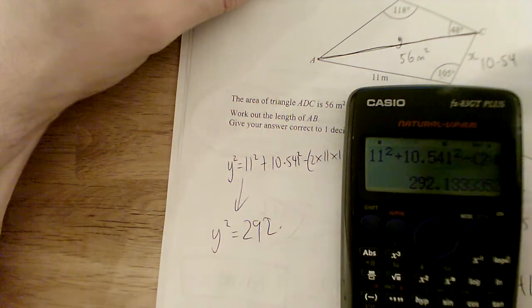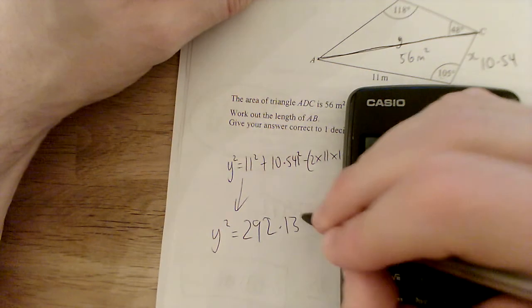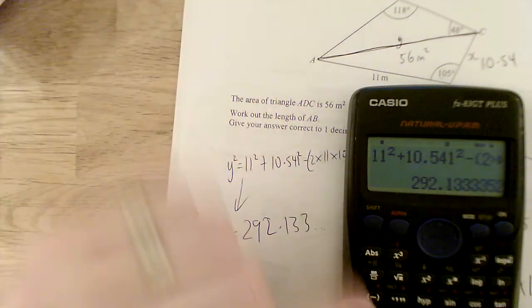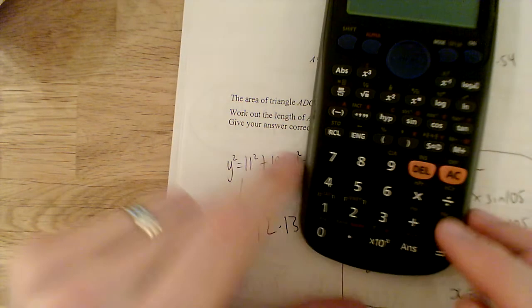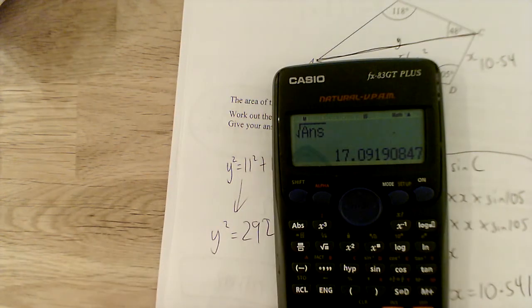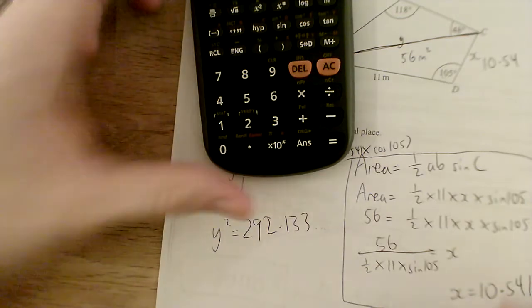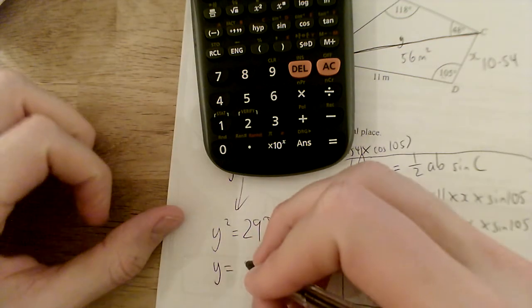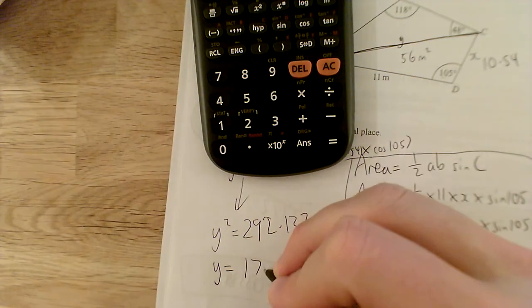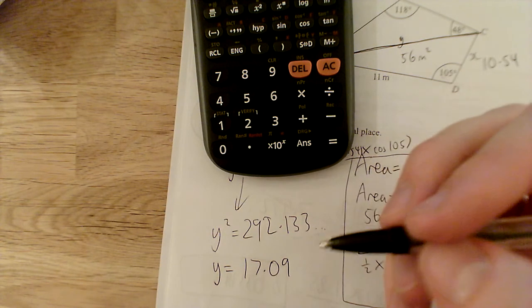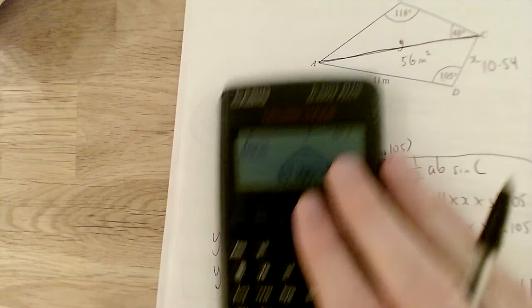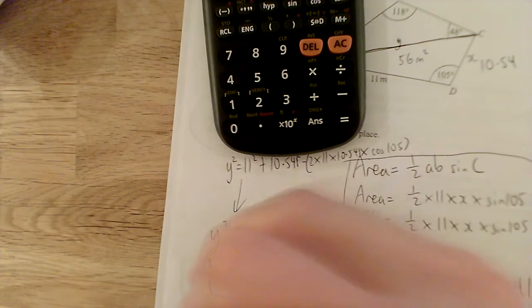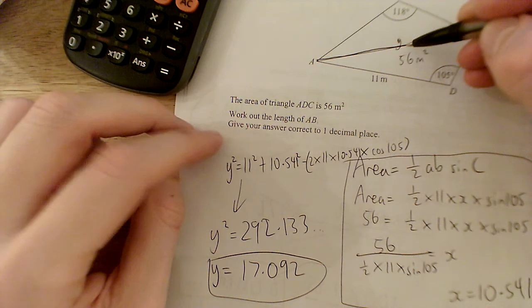To avoid having to put it back in my calculator and do any rounding here, if I leave that in as the answer and just press square root answer and then hit equals, that gives me a y value, or that length, as 17.09. Or 17.092 if I do one more figure, just to try and keep it accurate. Now I know that that is 17.092.